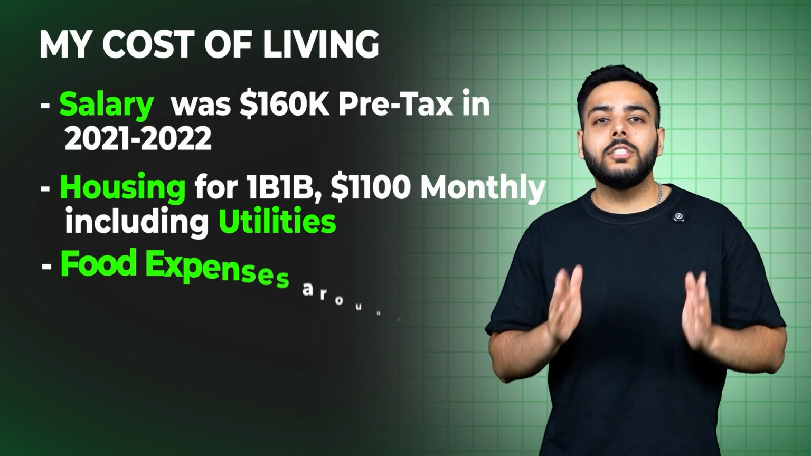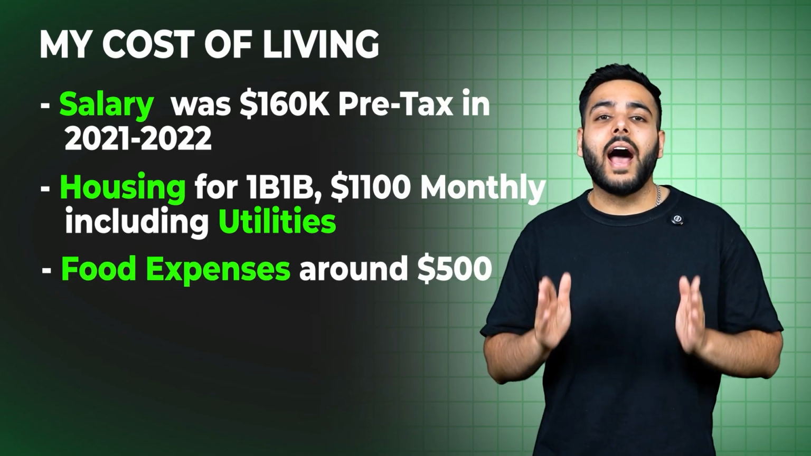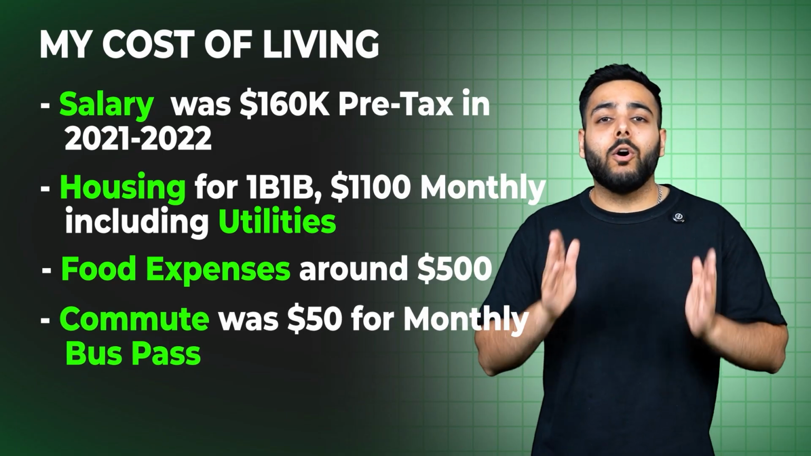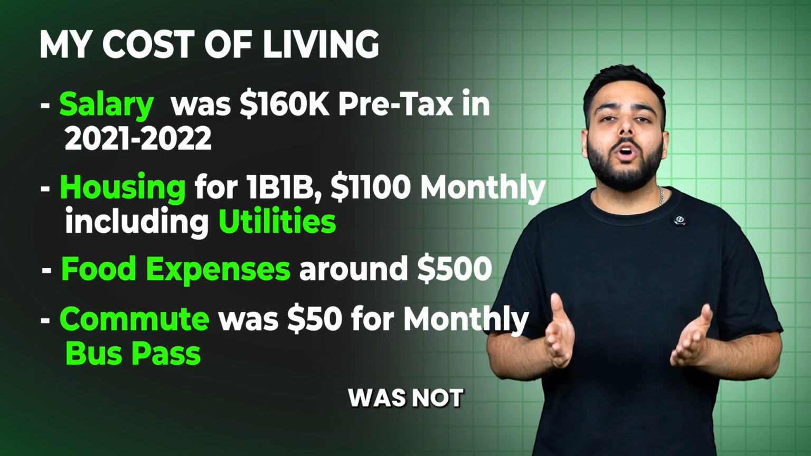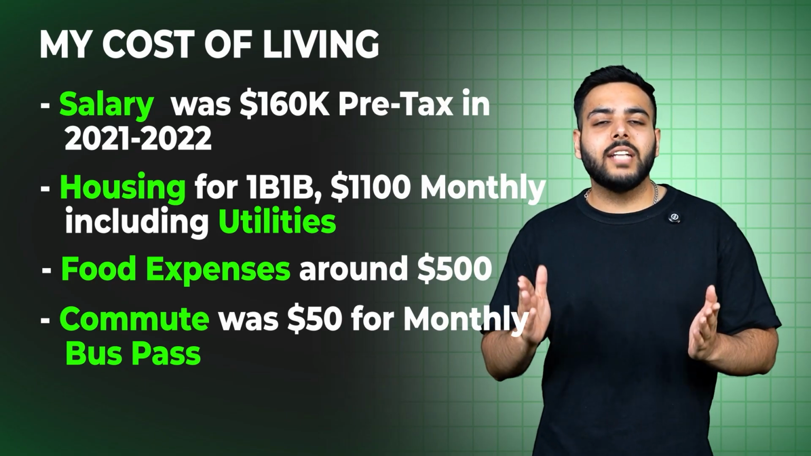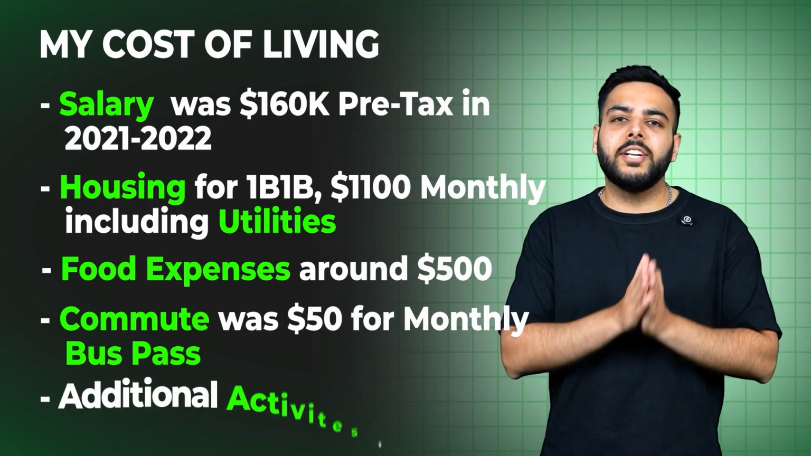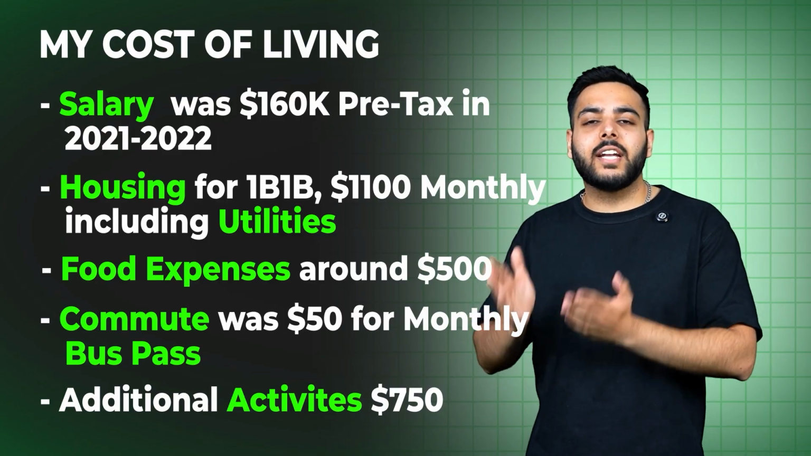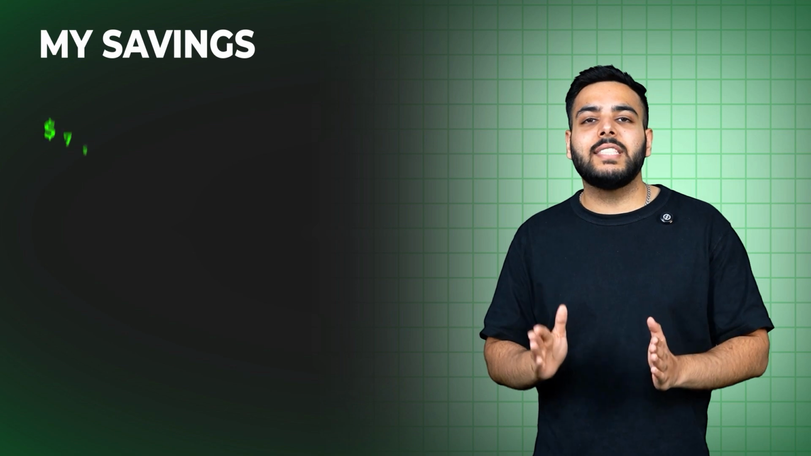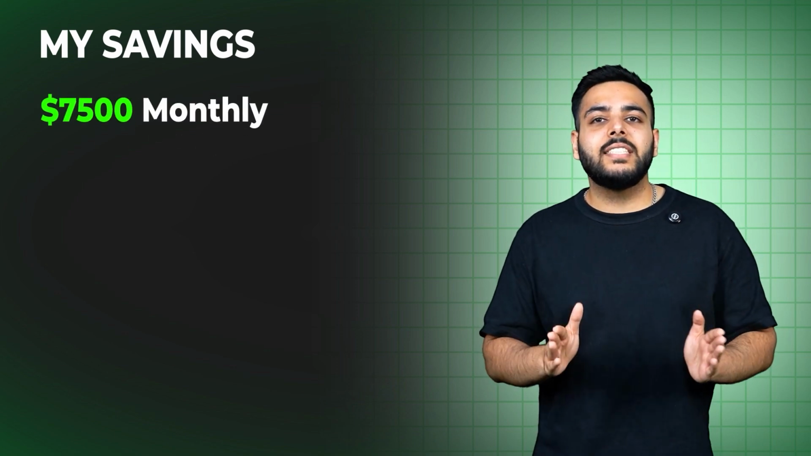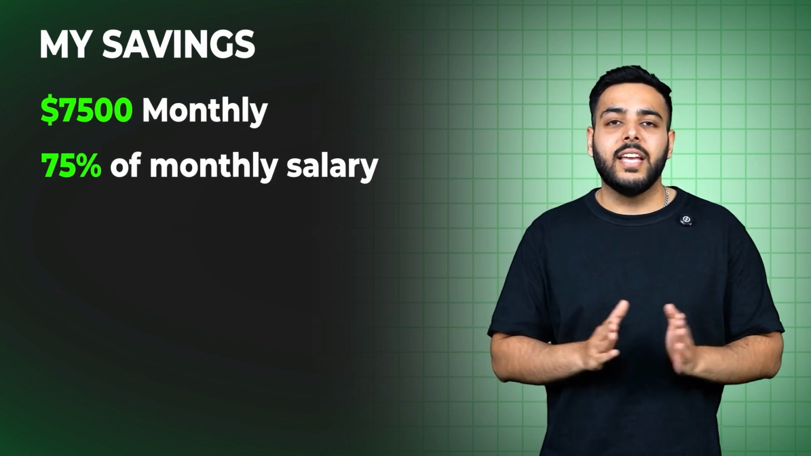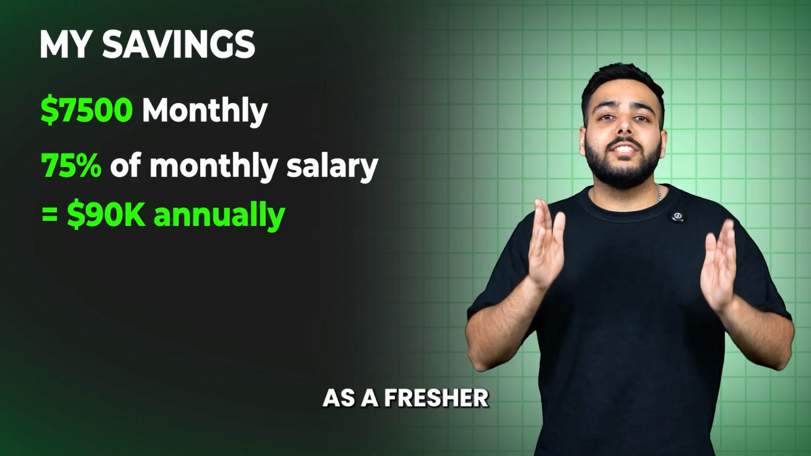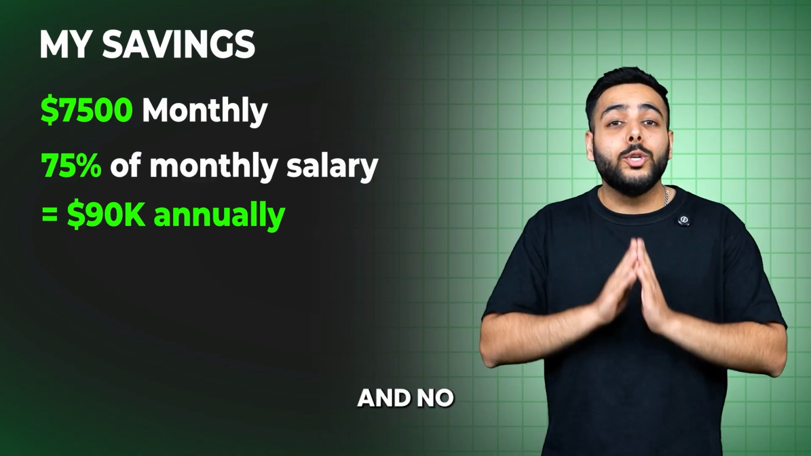I spent $500 monthly on food because I preferred high quality food. My commute was just $50 for a monthly bus pass, which I also rarely used because office was not mandatory at that time. And you can imagine the monthly additional expenses to be around $750. That is the average. It includes my travel to India, shopping and other activities in Austin. I was easily able to save $7,500 monthly. That is 75% of my in-hand salary, leading to $90,000 yearly and 72 lakh in INR as a fresher with just bachelor's and master's and no experience.